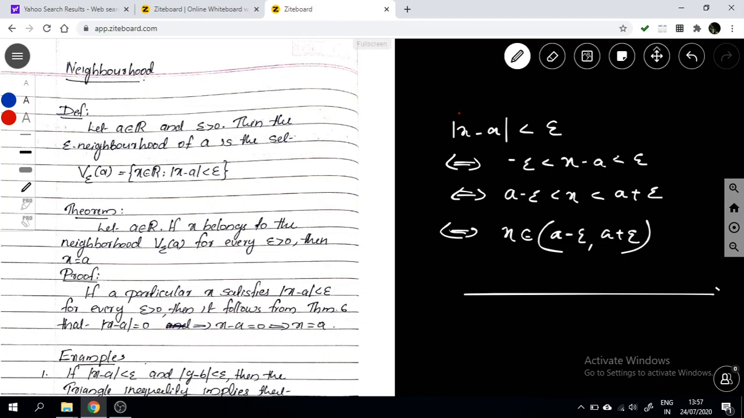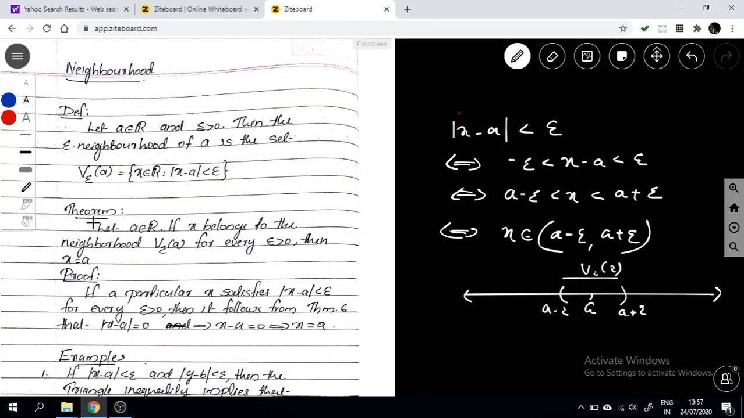In real life, if this point is A, we can move epsilon distance forward and epsilon distance backward. That is, this is A minus epsilon, A plus epsilon. And this set is the V epsilon of A. That is the epsilon neighborhood of A. This is the epsilon neighborhood of A.